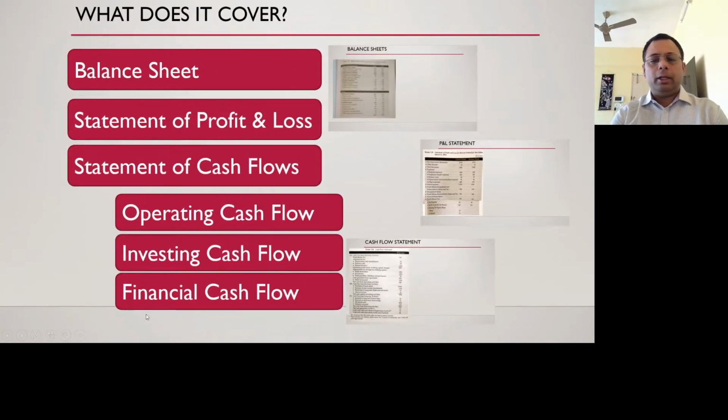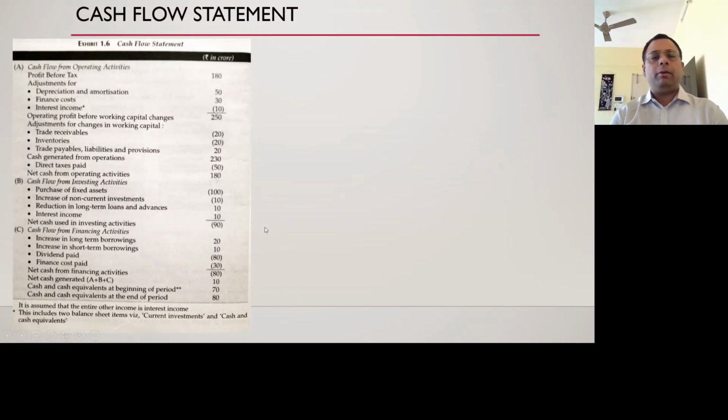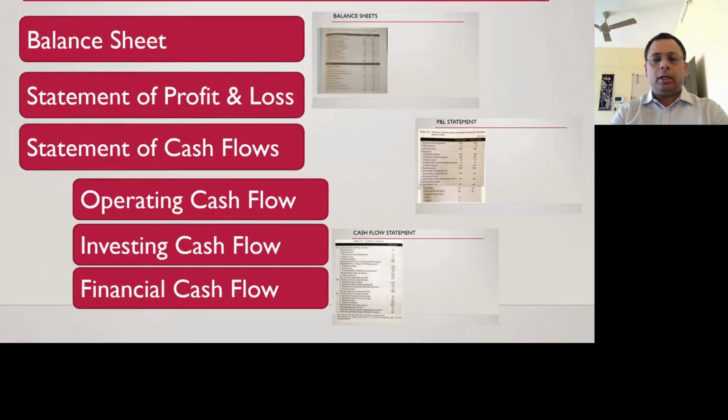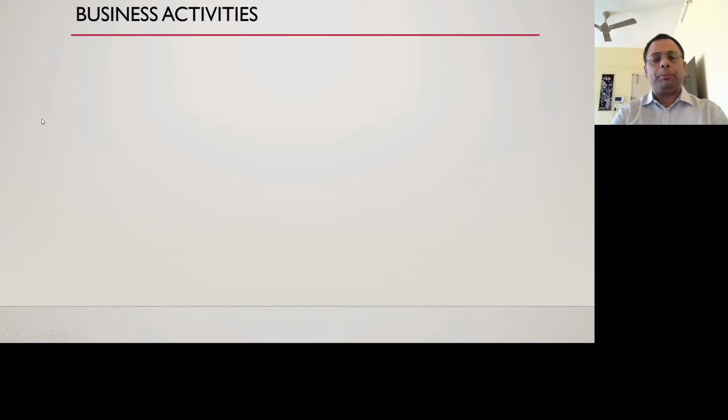The third part is the cash flow statement, which talks about how much of the profits we have generated, or the assets we have created, has turned into actual cash inflow into the company. That is what is depicted by the cash flow statement. That covers the summary of this slide, and then we'll go deep into each of the concepts behind creating these documents.